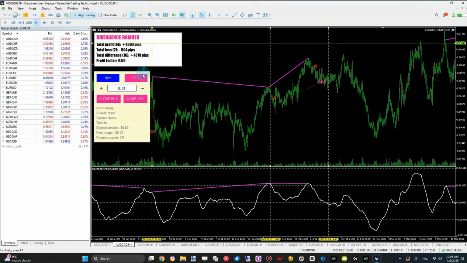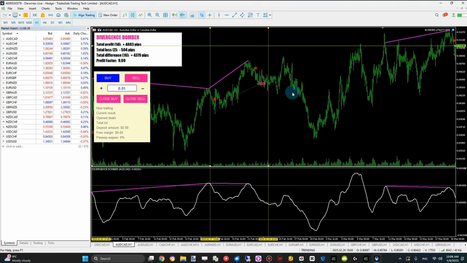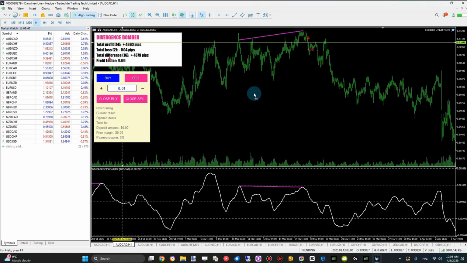In this way, overall, our statistics will be approximately like this. There will be profitable and unprofitable trades, and we will continue to move forward. There is a profitable one here with a small profit.